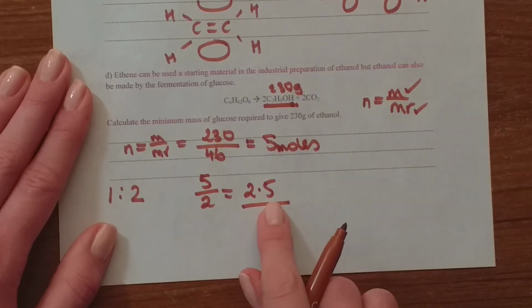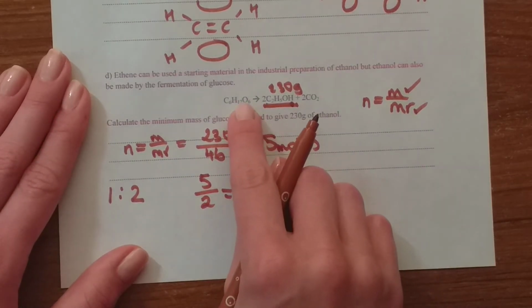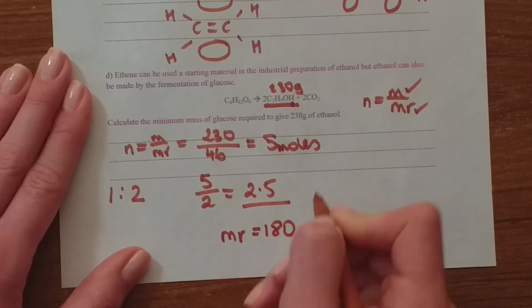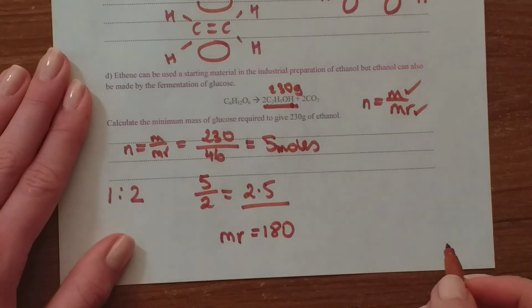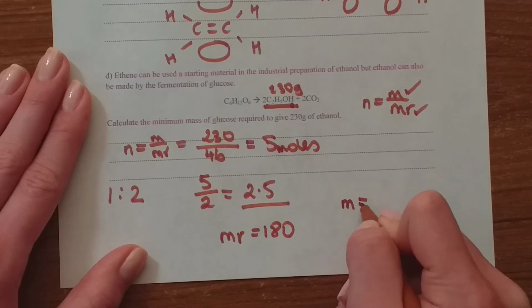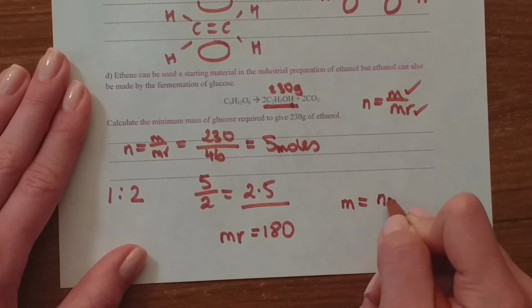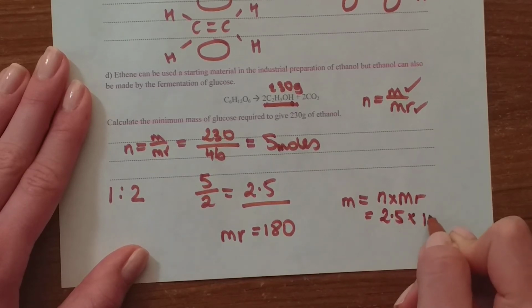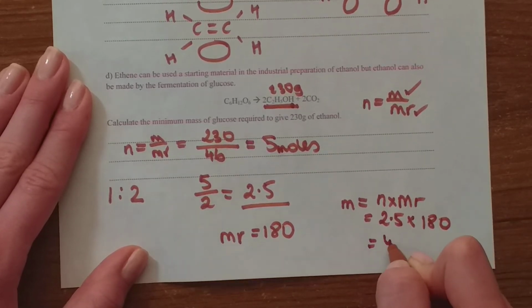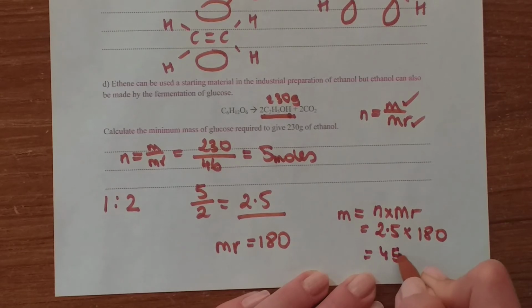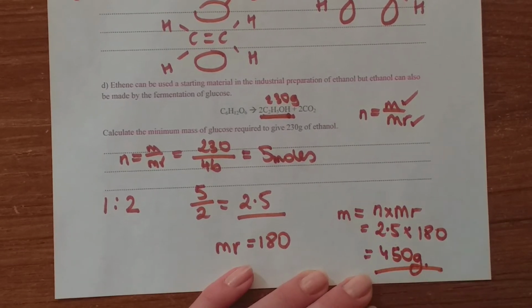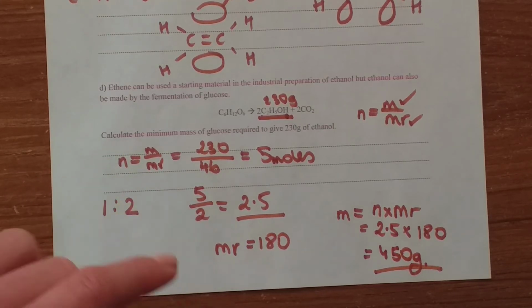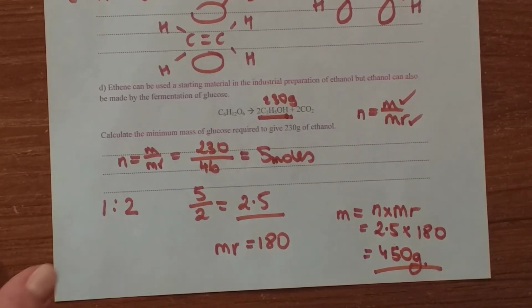Now we use this number of moles of glucose plus the Mr of glucose, which is 180 if you add up all these ARs. So you just want to find the mass. Rearranging the equation, 2.5, we times it by the Mr, and we're left with 450 grams. This is the amount of glucose that has to be used to prepare 230 grams of ethanol.